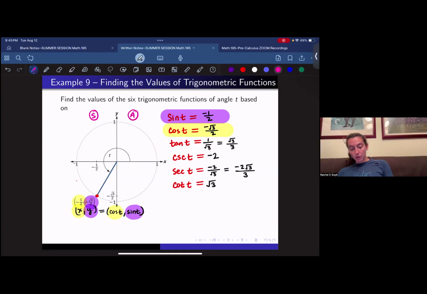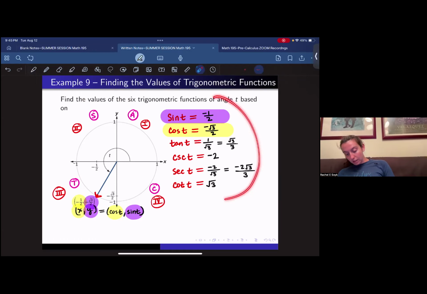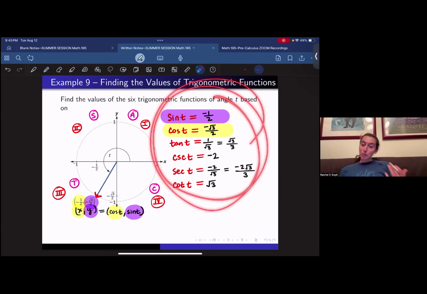It makes sense in terms of our positive and negative values, because if we once again look at our acronym, All Students Take Calculus, our terminal side hits into this third quadrant, and in our third quadrant, all of our tangent-related functions are positive. So our tangent and our cotangent functions are positive, but everything else is negative, which is true.